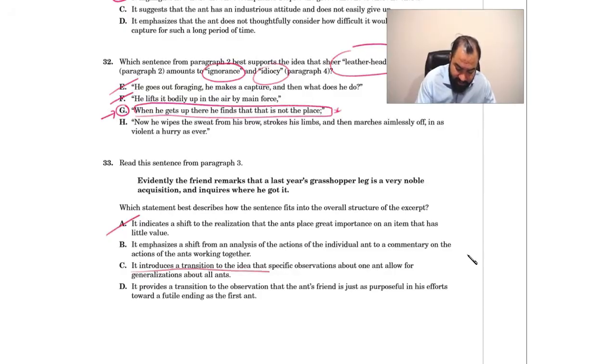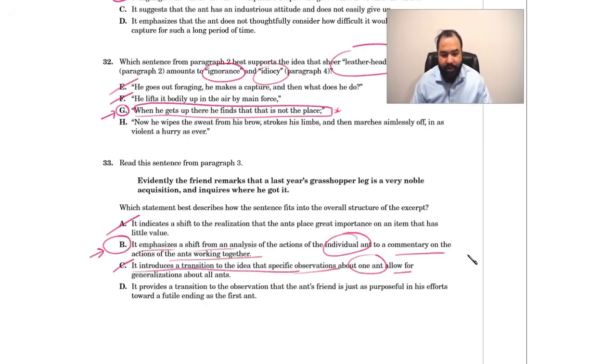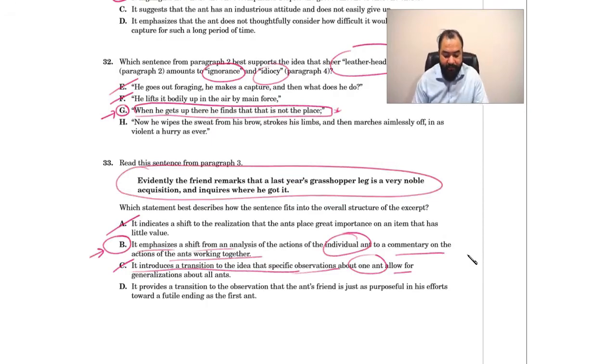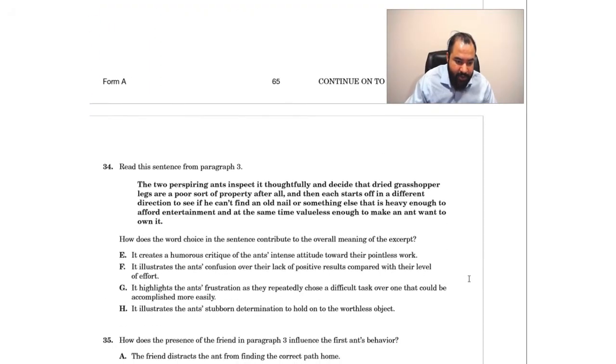It introduces a transition to the idea that specific observations about one ant allow for generalization about all ants. Well, not really actually. So it emphasizes a shift from an analysis of an action of the individual ant to commentary on the action of the ants working together. Yes, that's where the third paragraph starts, like how now the commentary of how two ants are going to work together, they're going to fight, one of them is going to be crippled and all.